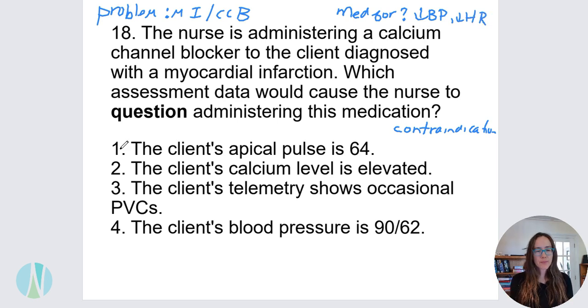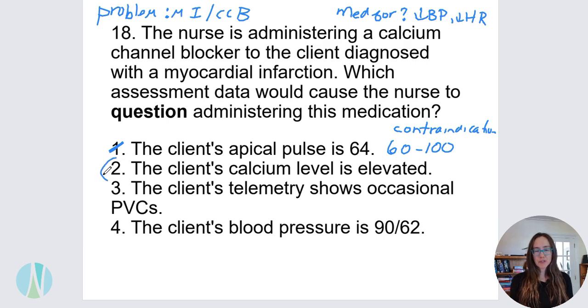So let's go through them. The client's apical pulse is 64. Well, what's normal heart rate? Between 60 and 100. So it's a little bit on the low end, but it's still within normal limits. So if I do give this medication, it might drop it a little bit, but it's fine. It's within normal. So I'm not going to question that assessment data. The client's calcium level is elevated. Ooh, do calcium channel blockers affect the calcium level and make it go up even more? Maybe. I don't know. I would keep that one.